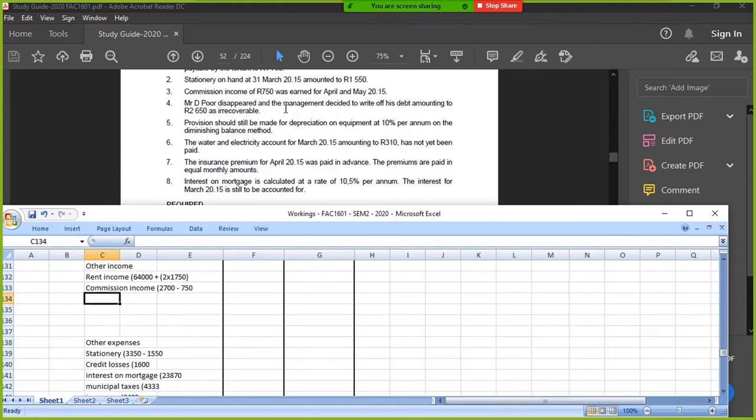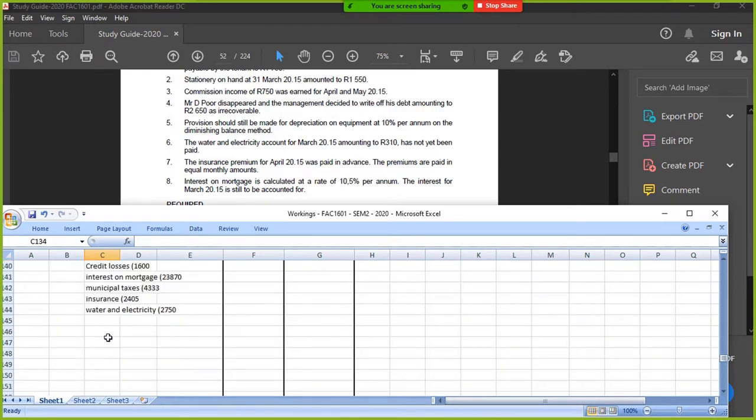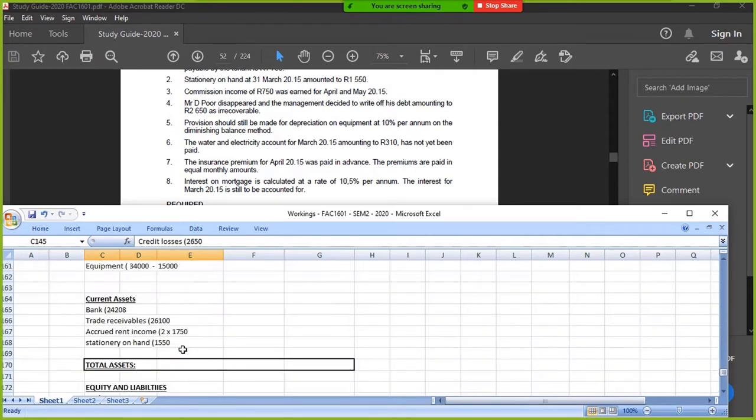Next, number 4. Mr. D disappeared and the management decided to write off debt. Okay, this is bad debt. What did you go with? You went with debit credit loss, credit the debtor. Very good. Correct working. Right, notice you record both. You record the credit losses here in brackets. This was 2650. And then remember, credit losses affect your debtors. You've got that in your working. Right, so credit the debtor. Debtors belong to trade receivable. So here, you're going to show a negative, minus 2650.